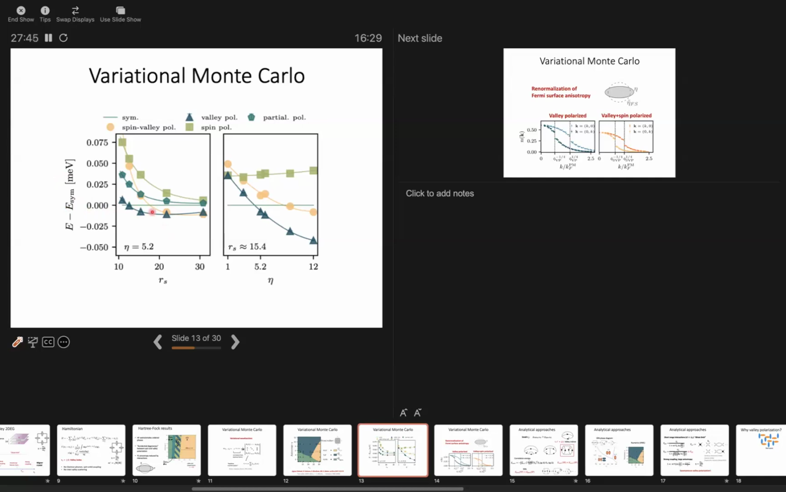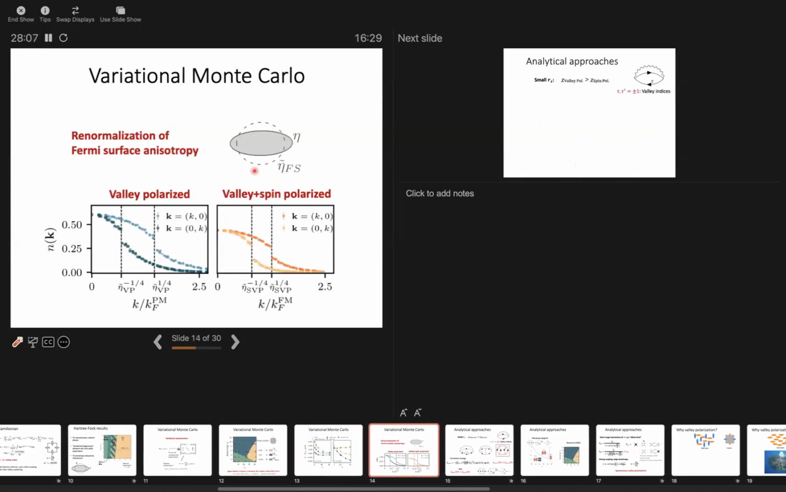So this is really striking: the valley polarized phase wins, but not by a lot. It's really quite subtle energy differences that determine this. This is quite typical in correlated electron systems, where you have competing phases which have small energy differences, and they're all almost on equal footing.